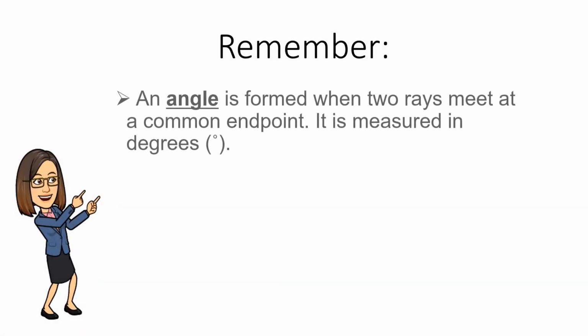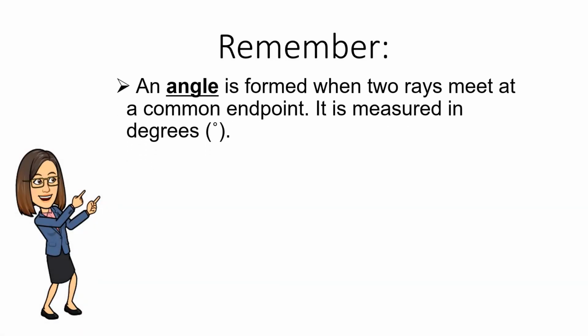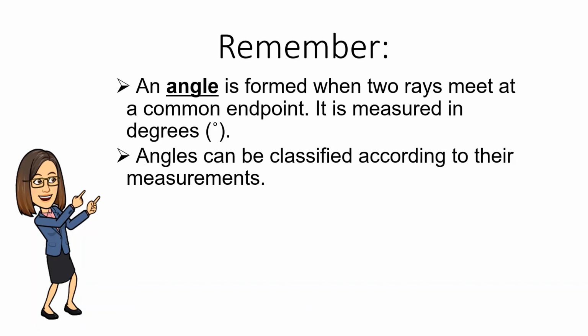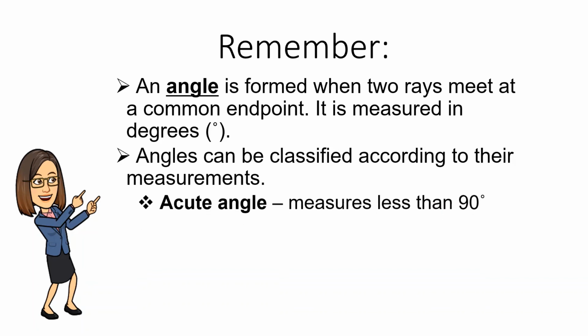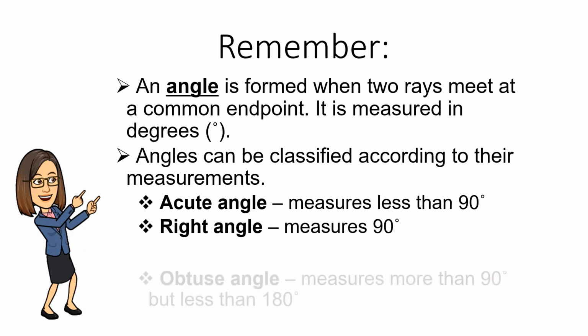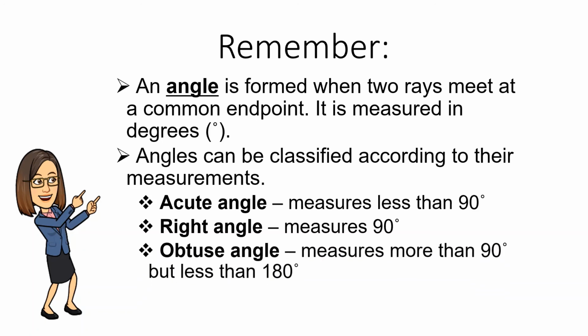Remember, an angle is formed when two rays meet at a common endpoint. It is measured in degrees. Angles can be classified according to their measurements. Acute angle measures less than 90 degrees. Right angle measures 90 degrees, while an obtuse angle measures more than 90 degrees but less than 180 degrees.